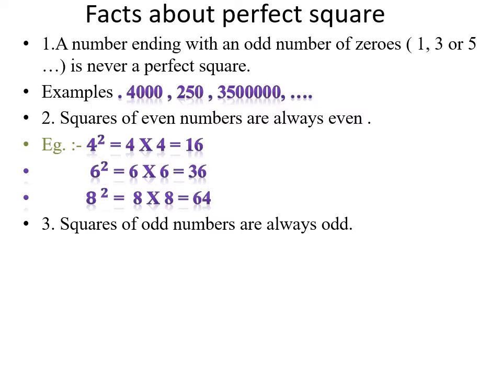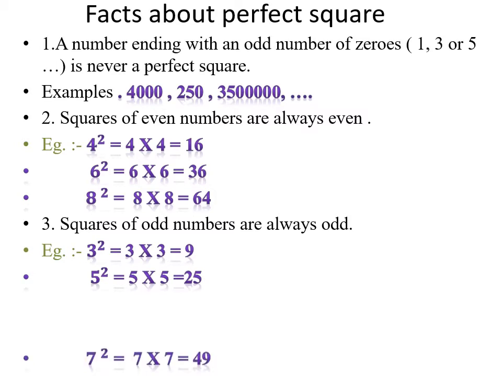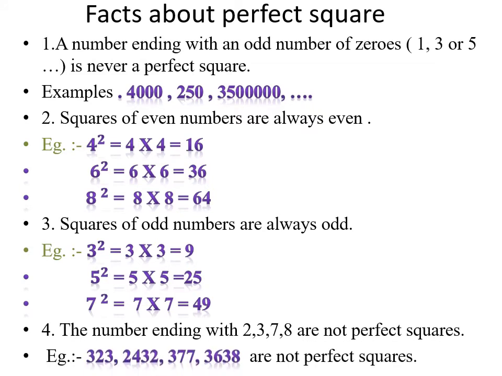Same with the case of odd numbers. If you take an odd number's square, the perfect square obtained is again an odd number. Here you can see 3 square. 3 into 3 equals 9. So 3 is an odd number and its square is also an odd number. The next example, 5 square. 5 into 5 equals, sorry, 25. So again it is an odd number. The next example you can see is an odd number, so its answer is again an odd number.